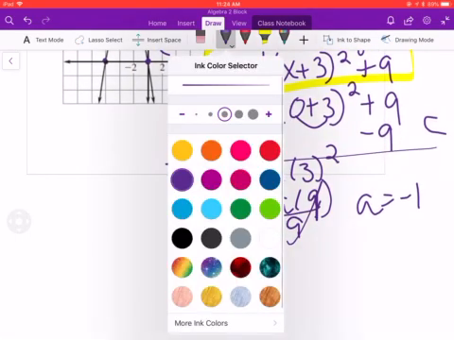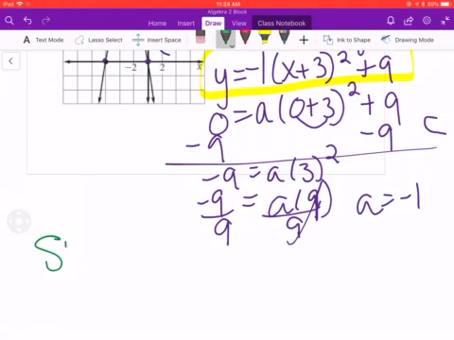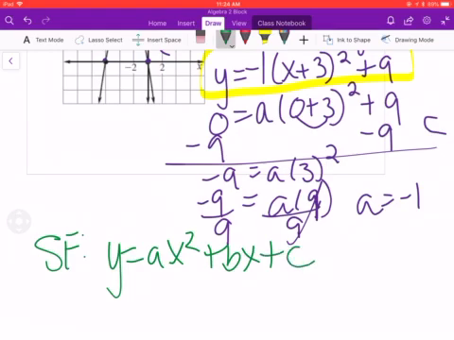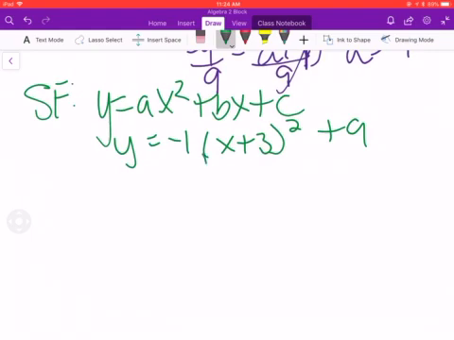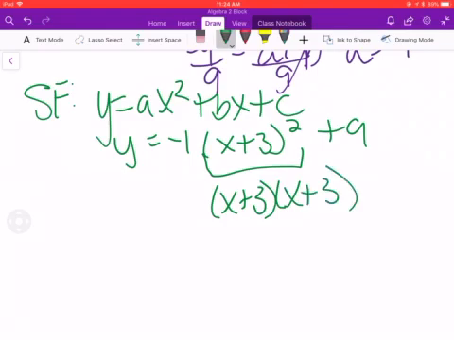Now if you want to change that one into standard form, if you want to go from vertex to standard, it requires a little bit more work. So remember, standard form then is ax squared plus bx plus c. So I have to multiply that out. Right now I have -1 times (x plus 3) squared plus 9. So you have to follow your order of operations when multiplying this out. First you'll have to do the (x plus 3) squared. So you have to do x plus 3 times x plus 3.